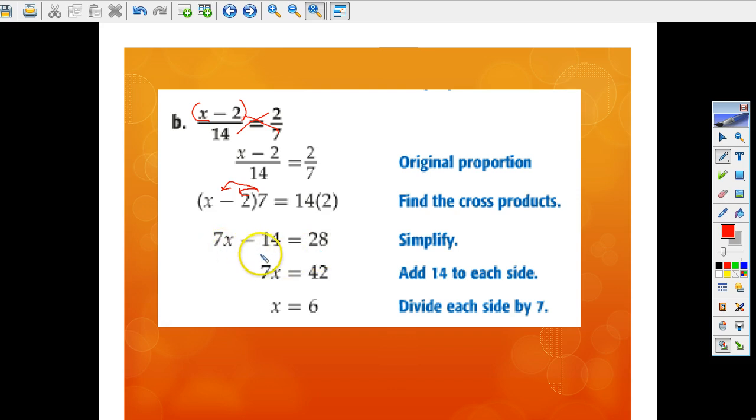Now you have a two-step equation. You can add 14 on each side. Add 14, and add 14 here. That's gone. Now you have 7x equals 28 plus 14 is 42. Then you divide by 7 on each side and you get x equals 6. So all we're doing is cross multiplying to write an equation and solve for x.